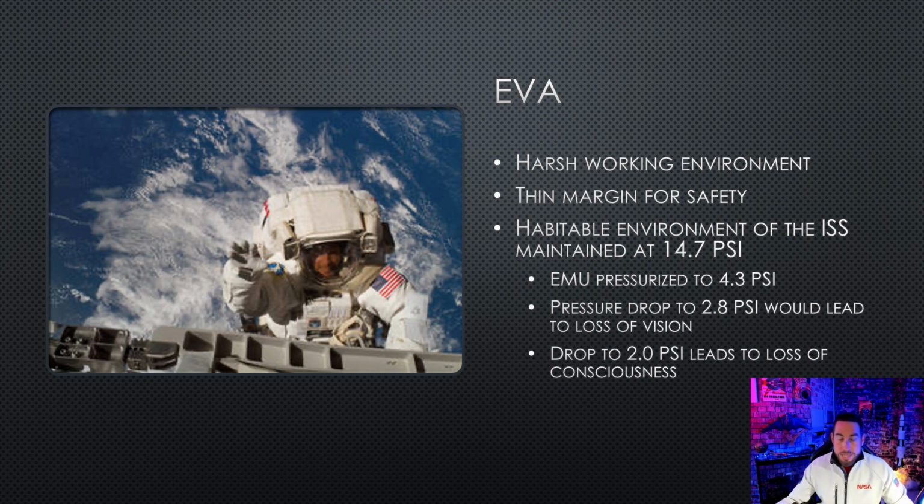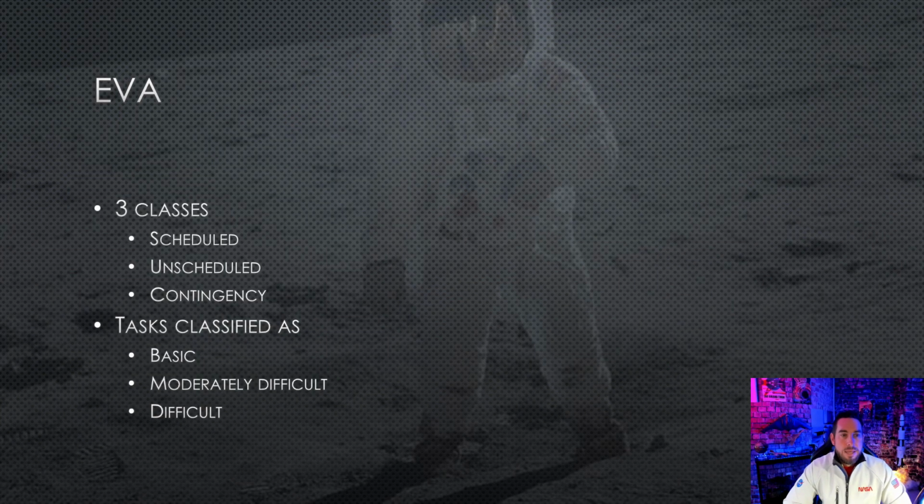If that pressure in the EMU were to drop to just 2.8 psi, it would lead to a loss of vision. They'd have a blackout. If it were to drop to 2 psi, they would lose consciousness. So it's a razor thin line between a successful mission and a catastrophic mission. It all has to do with that suit maintaining good integrity and being able to maintain the psi they have it set at.